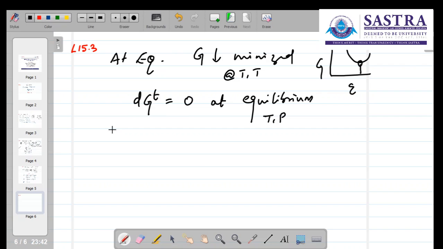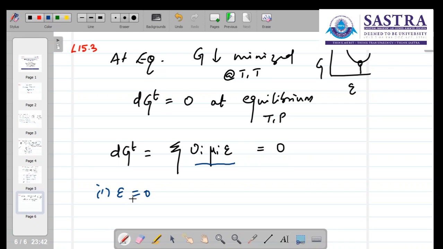So now if you use this condition over here, you will get dG t equal to sigma mu i nu i d epsilon, where epsilon is the extent of reaction. Now this is equal to 0. So now you have a choice. Of these three variables, it's the product of these three variables summed up, and that should be equal to 0. Now let's think whether this is the first case. We can say that the extent of reaction epsilon itself is 0. This is a very trivial solution.